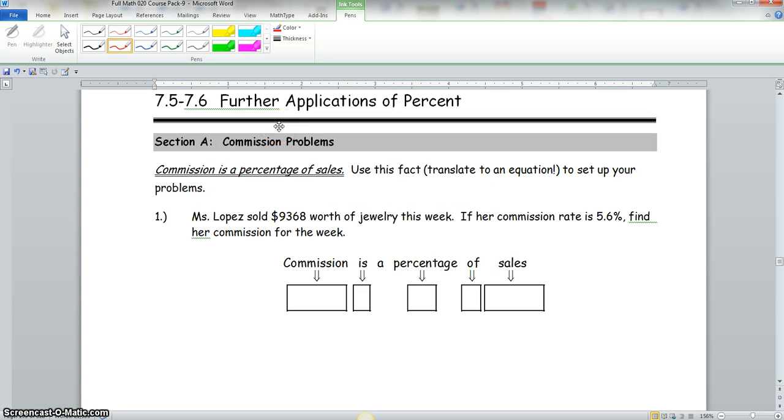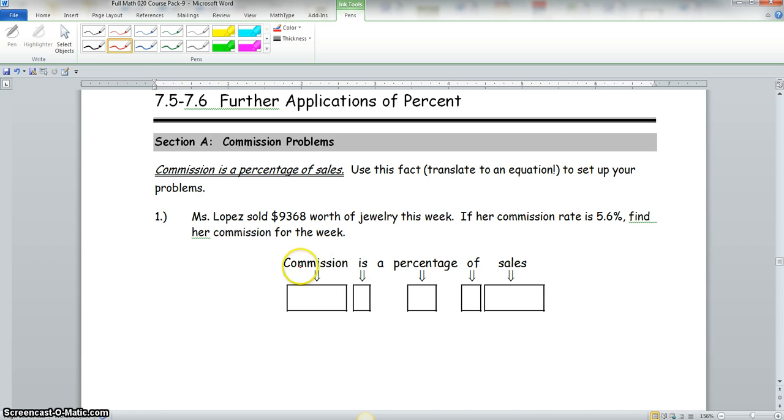Now we move on to section 7.5 to 7.6, further applications of percent. We have section A, commission problems. Commission is a percentage of sales. Use this fact, translate to an equation to set up your problem. Okay, now we have number 1. Miss Lopez sold $9,368 worth of jewelry this week. If her commission rate is 5.6%, find her commission for the week.